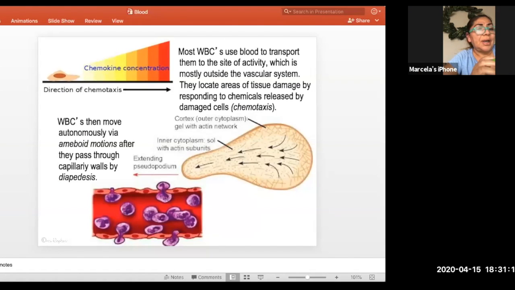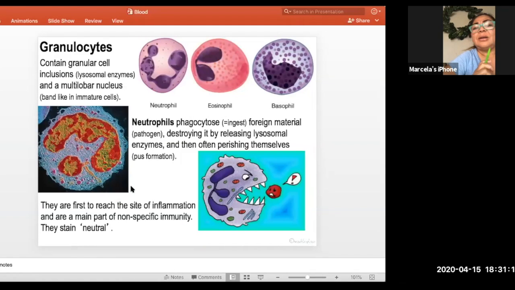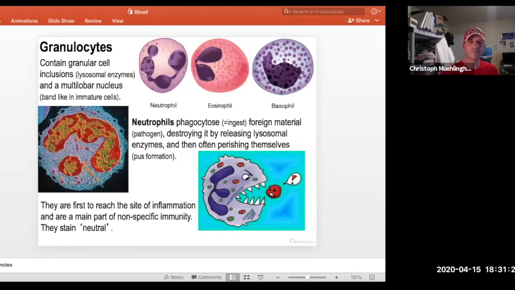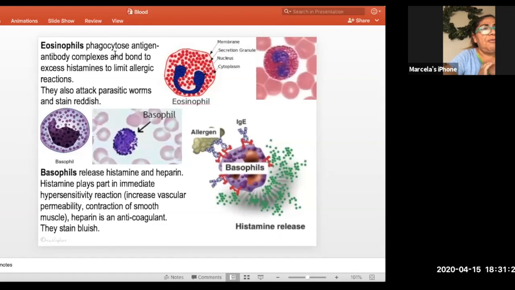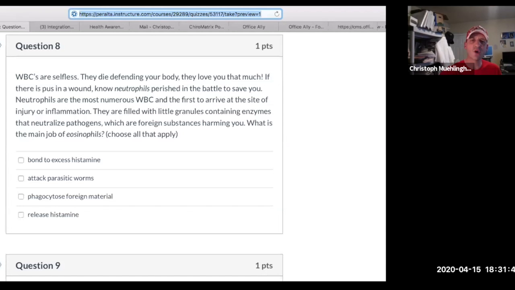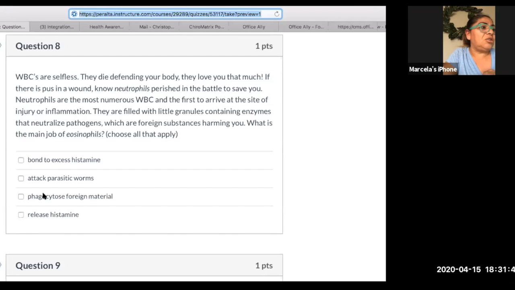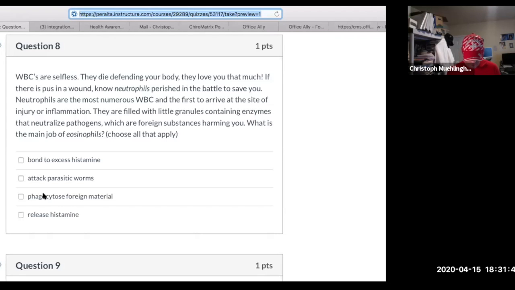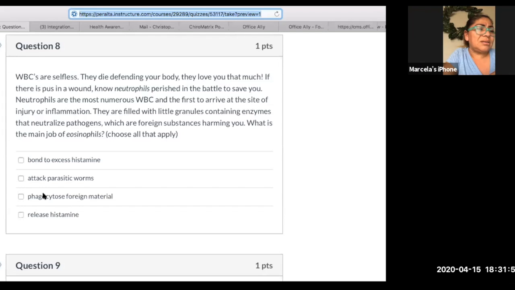Can I ask a question about number 8? I got a little bit stuck because initially I put down 3. I put bond to excess histamine, and the second was attack parasitic worms, and then phagocytose foreign material. I got a little bit confused because in the notebook it says phagocytose antigen antibody. Can you break it down for me? Can you explain? Because I put 3.